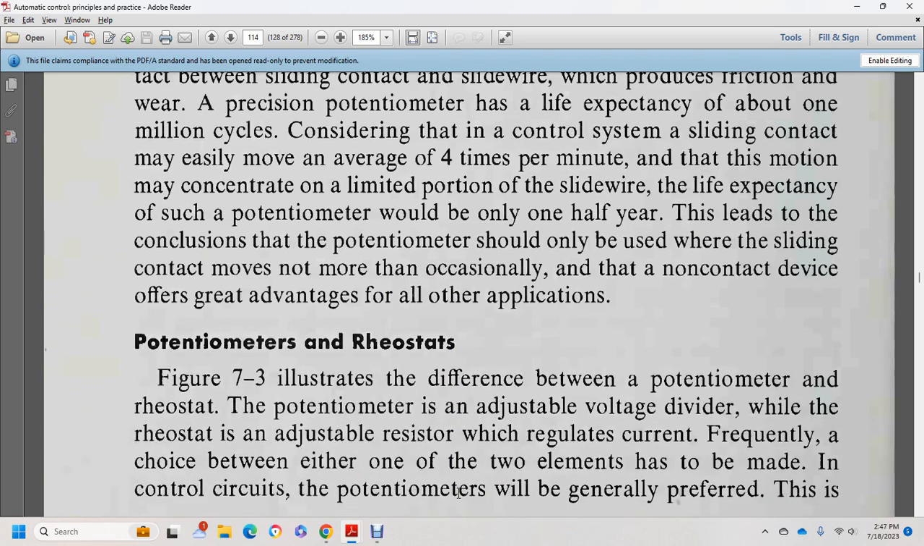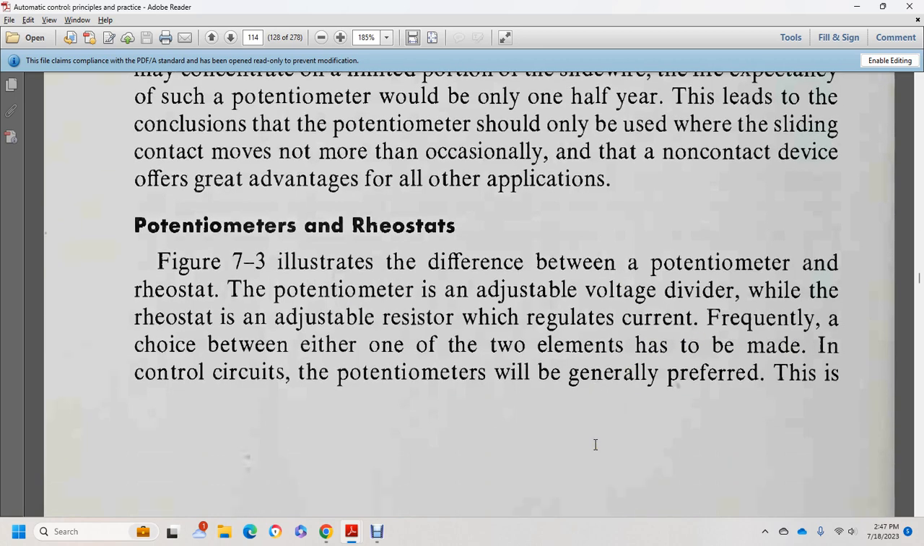Potentiometers and rheostats. Figure 7.3 illustrates the difference between a potentiometer and a rheostat. The potentiometer is an adjustable voltage divider, while the rheostat is an adjustable resistor, which regulates current. Frequently, a choice between one of the two elements has to be made, and the control circuit with the potentiometer will generally be preferred.